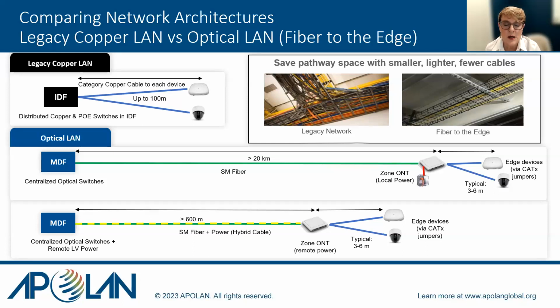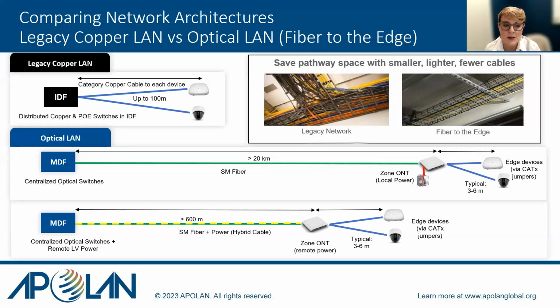And at the edge, you'll have some sort of network operating terminal in a zone that will then connect to multiple edge devices. So here you can start to see how, in a legacy network with dedicated copper wires to each and every device, we're greatly simplifying and eliminating significant amounts of cabling, which plays very well into the whole sustainability and cost effectiveness of an optical LAN network.